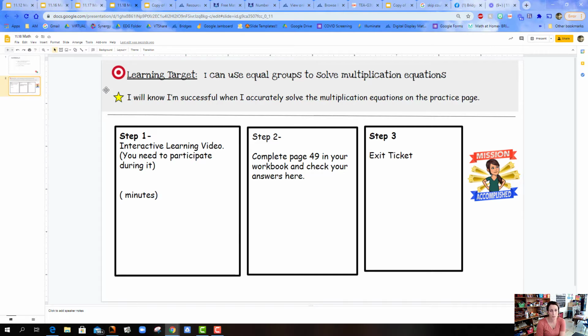You're going to know you're successful today when you accurately solve the multiplication equations on the practice page. So step number 2, and then step number 3, the exit ticket, is just going to show me how well you're getting it or not getting it.